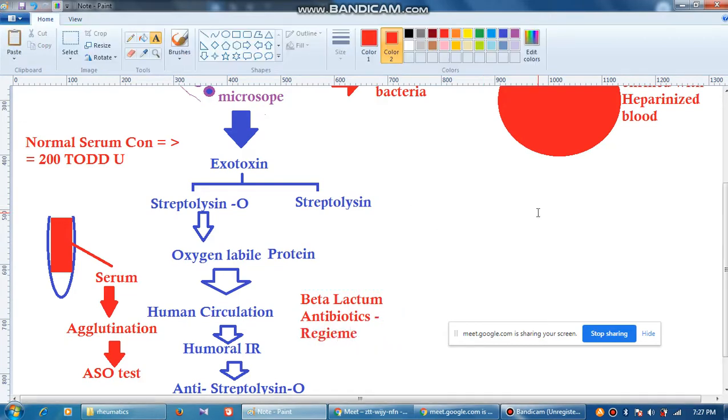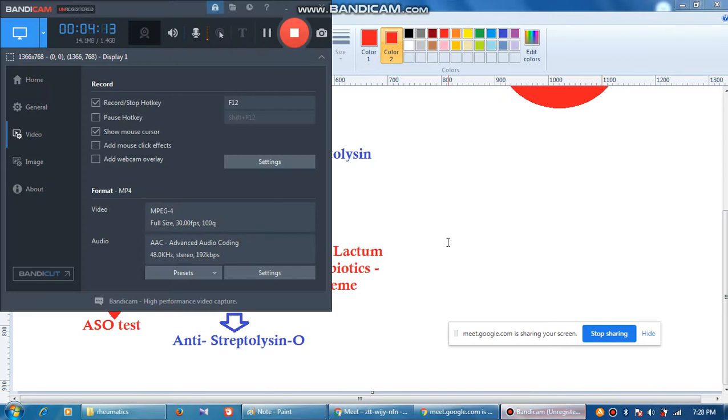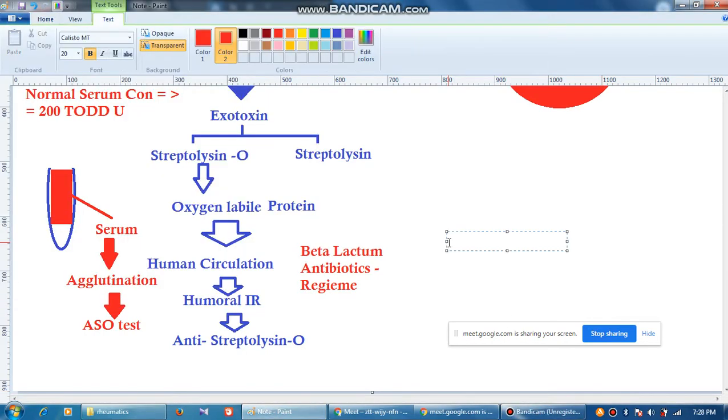Okay. So what happens if a person is suffering from this particular bacteria? He will definitely have the anti-streptolysin O antibody in the serum. Now if the serum is positive for ASO, it means that the patient is suffering from this condition.